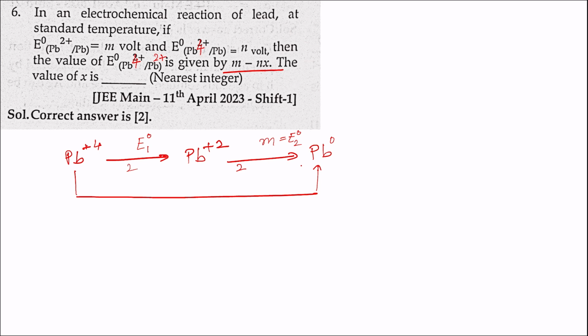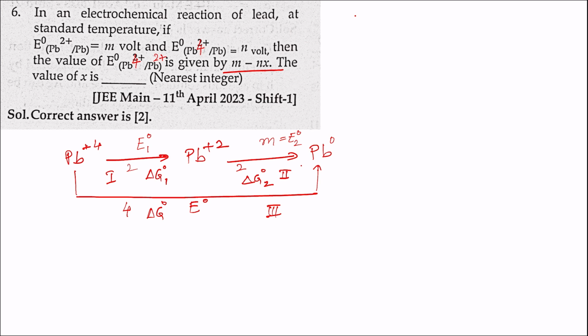Next is lead from plus 4 oxidation state directly changing into lead in 0 oxidation state. Here the number of electrons involved will be 4, and let the E naught value of this step be E naught. Now let this be step 1, this is step 2, and this is step 3. So for step 1, delta G value is delta G naught 1. For step 2, delta G naught 2. And for step 3, delta G naught.